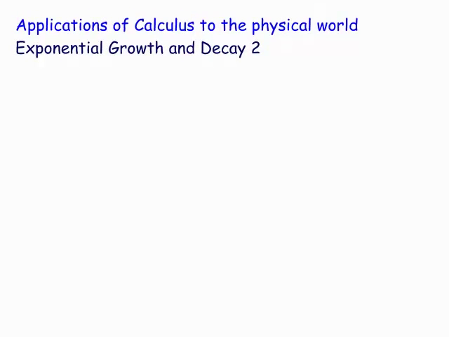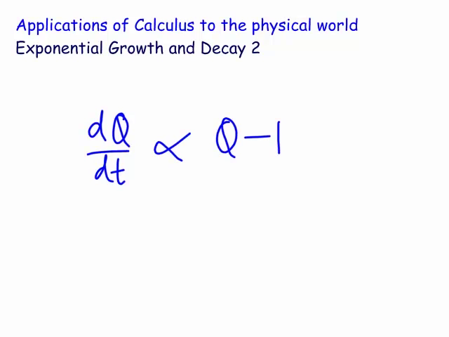Today we're looking at applications of calculus to the physical world. This is the second in the growth and decay series. Today we'll have a look at something like Newton's law of cooling, where the rate of change of the quantity with respect to time is proportional to not only the quantity, but to the difference between the quantity and some sort of constant called r. This one here is a constant. A lot of times it's the room temperature, but it doesn't have to be.